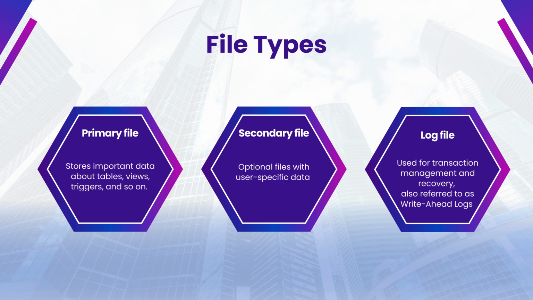In storage, we have three different types of files. First one is primary files, which store the important data like tables, views, triggers, and so on. The primary file is also part of the primary file group, which is the default file group that includes the primary data files. These files typically have the extension .mdf, and it is the fundamental component of our SQL Server database.